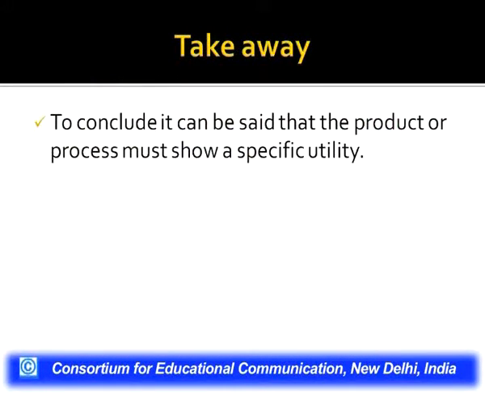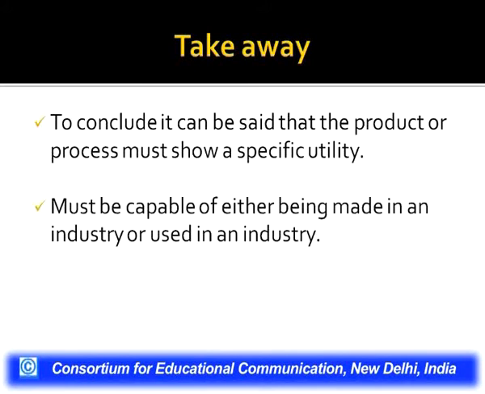So for today, there are certain takeaways for you. As I am going to finish the patentability requirements with this slide, these are some key points that you must note down to comprehensively understand the system of obtaining the patent, so far as the substantive requirements for obtaining the patent are concerned. It can be said that the product or process must show a specific utility. If it does not show the specific utility, it lacks utility and cannot be given patent protection. It must be capable of either being made in industry or used in an industry. These are the key takeaways for all of you today.